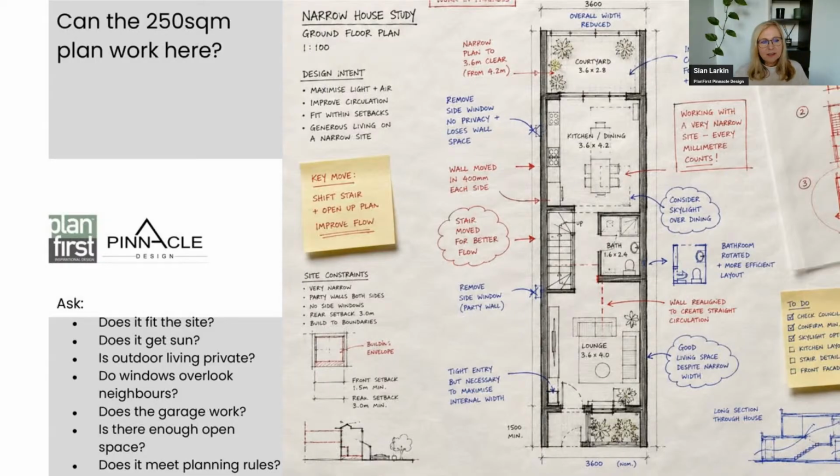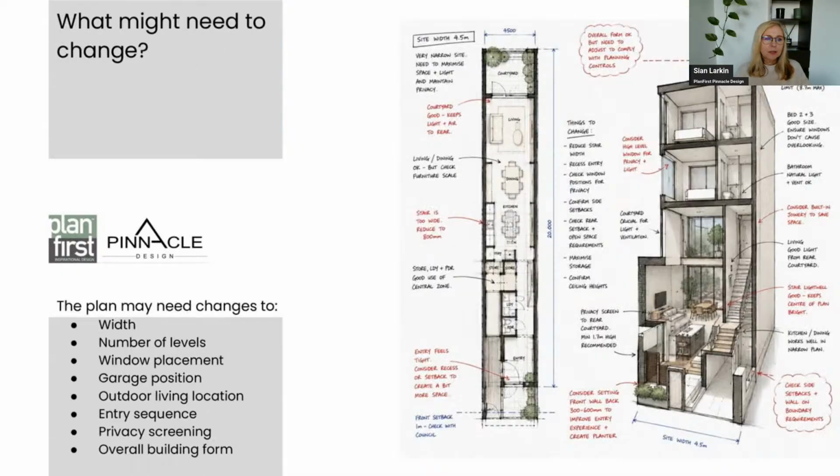And then check, does it get enough sun? Is there enough outdoor living area? Do your windows overlook your neighbours? Does your garage work if you've got a garage? And have you got enough open space? And importantly, does it meet the planning rules? Because it doesn't help to design something that council will not allow. So make sure that that is all covered.